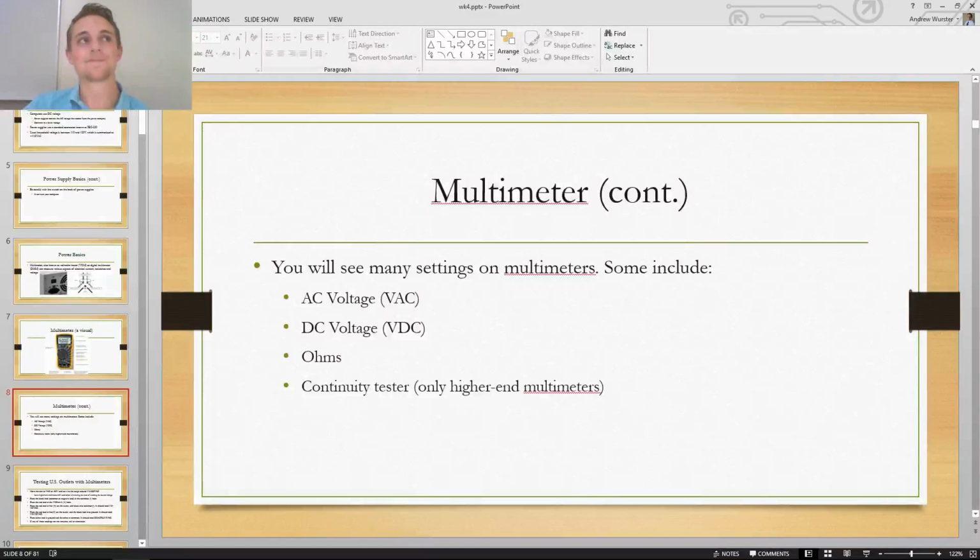Yep. So these are just common terms that you'll see on them, as well as anywhere in the electrical world. AC voltage, VAC, it's usually abbreviated as, DC voltage, VDC, and then ohms, they symbolize it as an omega. And then the continuity tester is just the testing if it's complete or not.